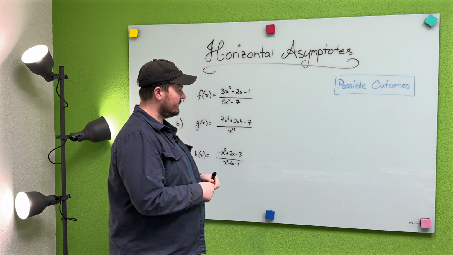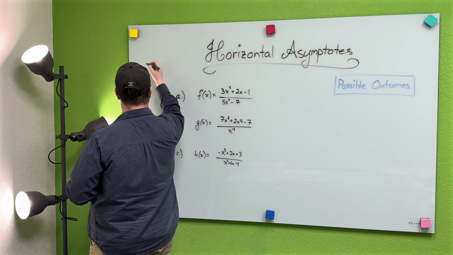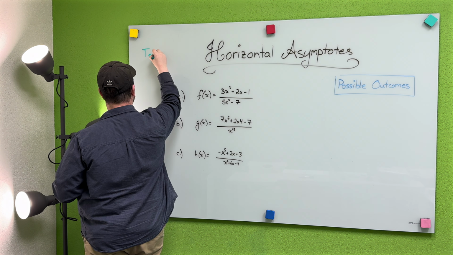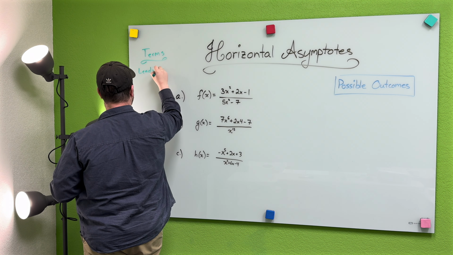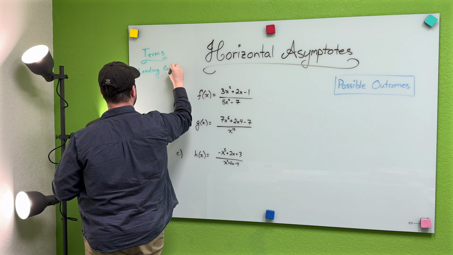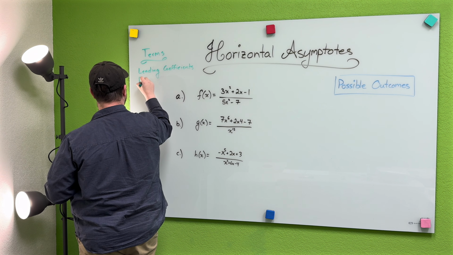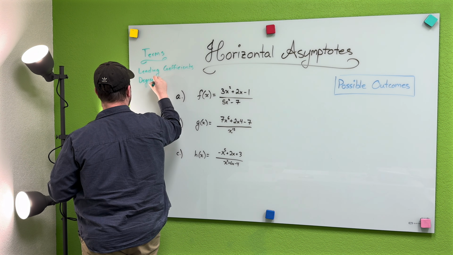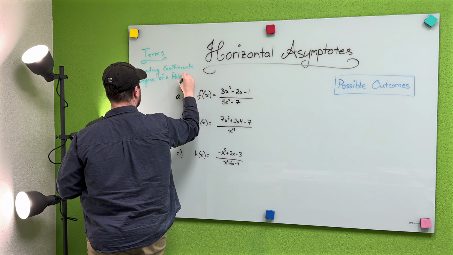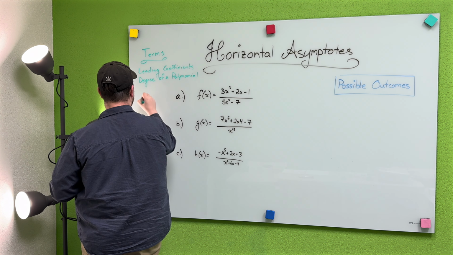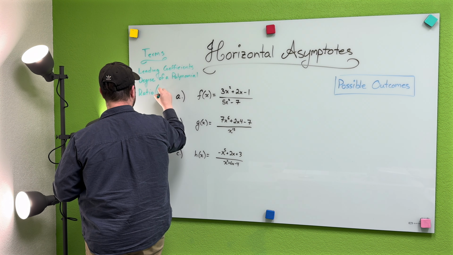So some terms you need to be familiar with. You must know leading coefficients. You must know the degree of a polynomial. And you must be familiar with the word ratio, which is just fraction.